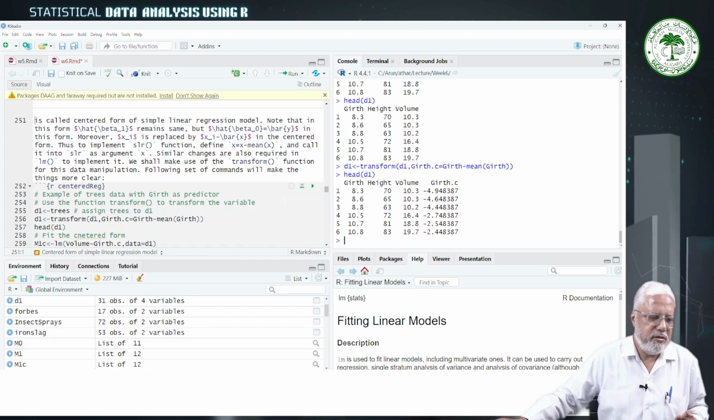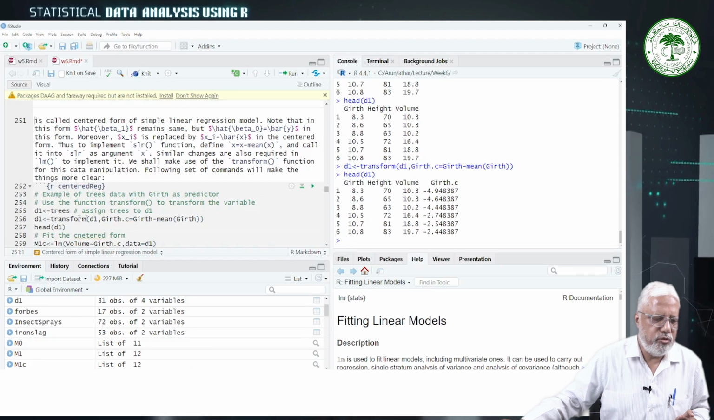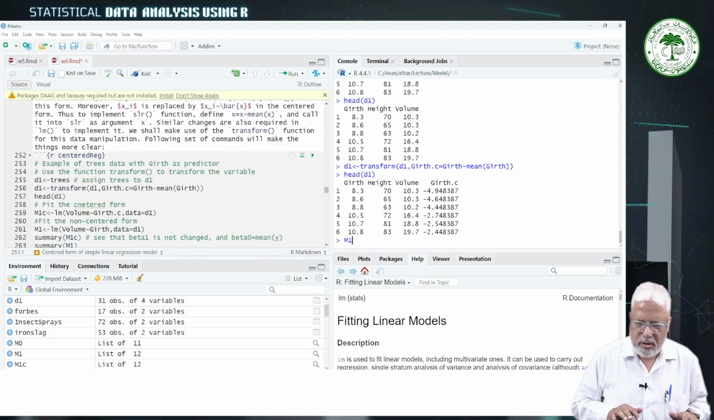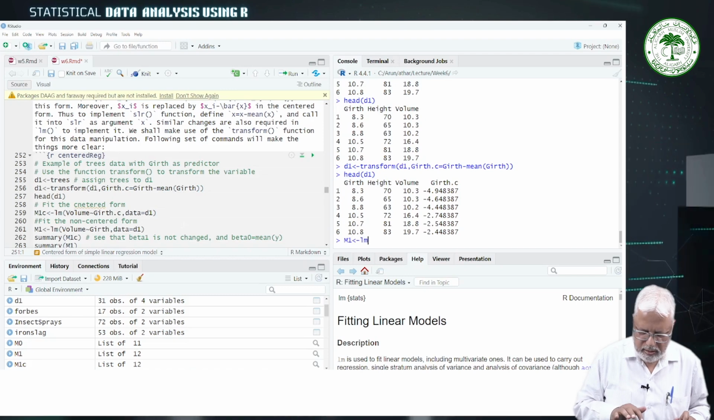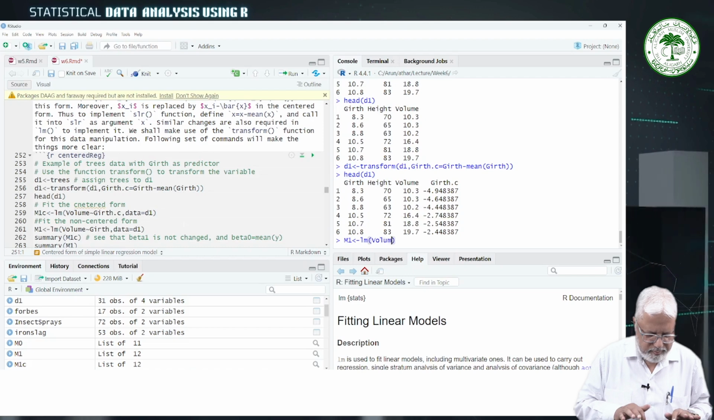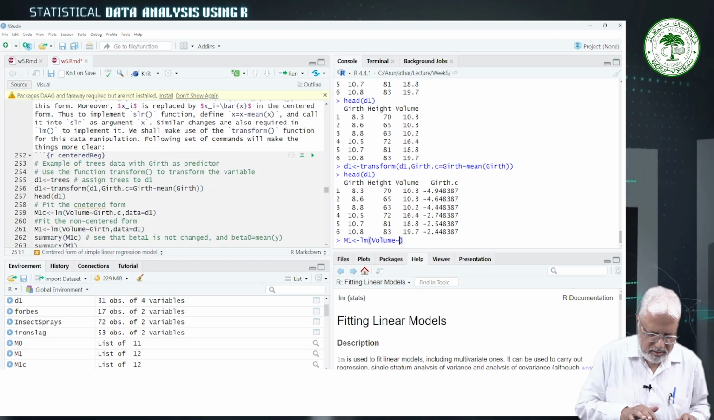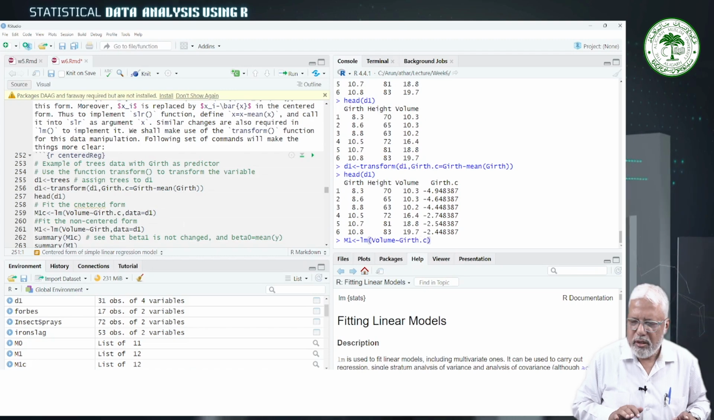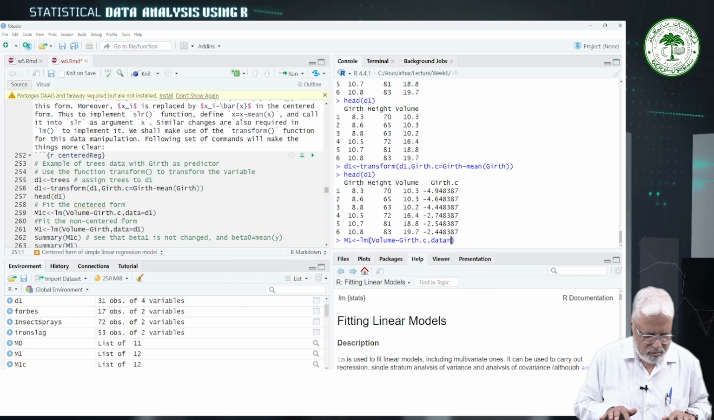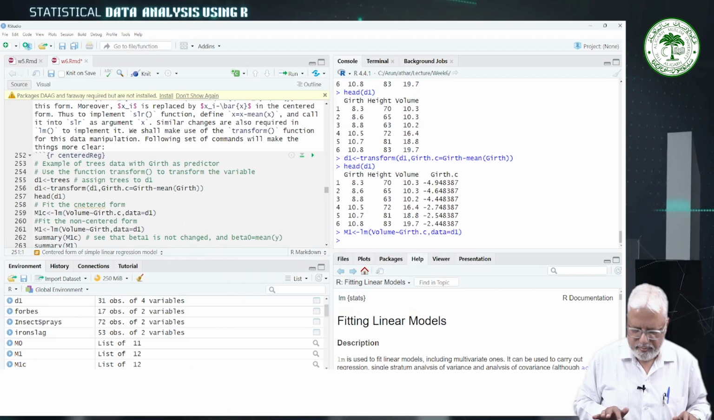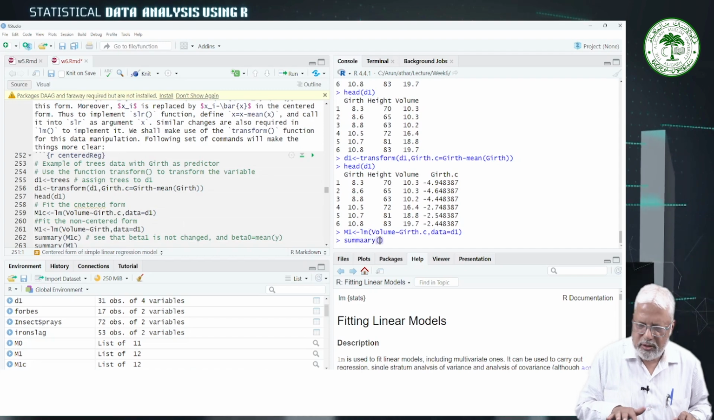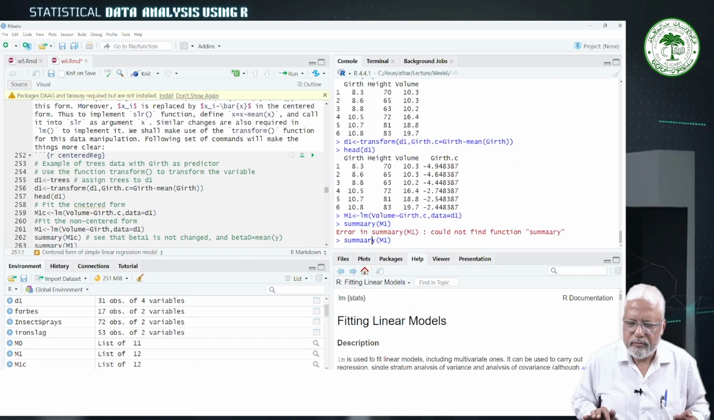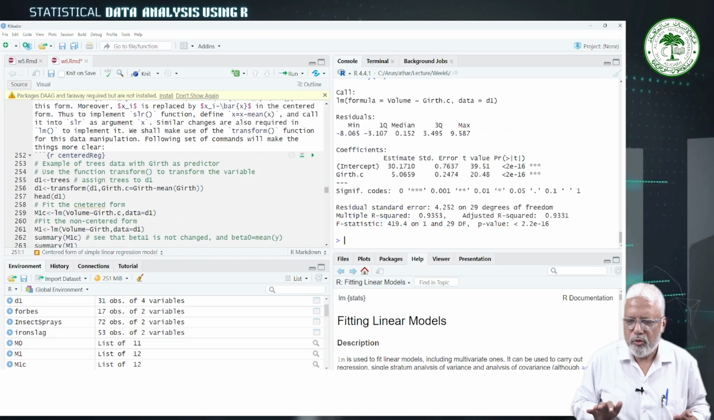So now if we fit this data, M1 is equal to lm of volume modeled as girth.c and data is equal to d1. So summary of M1, we have got the result here.